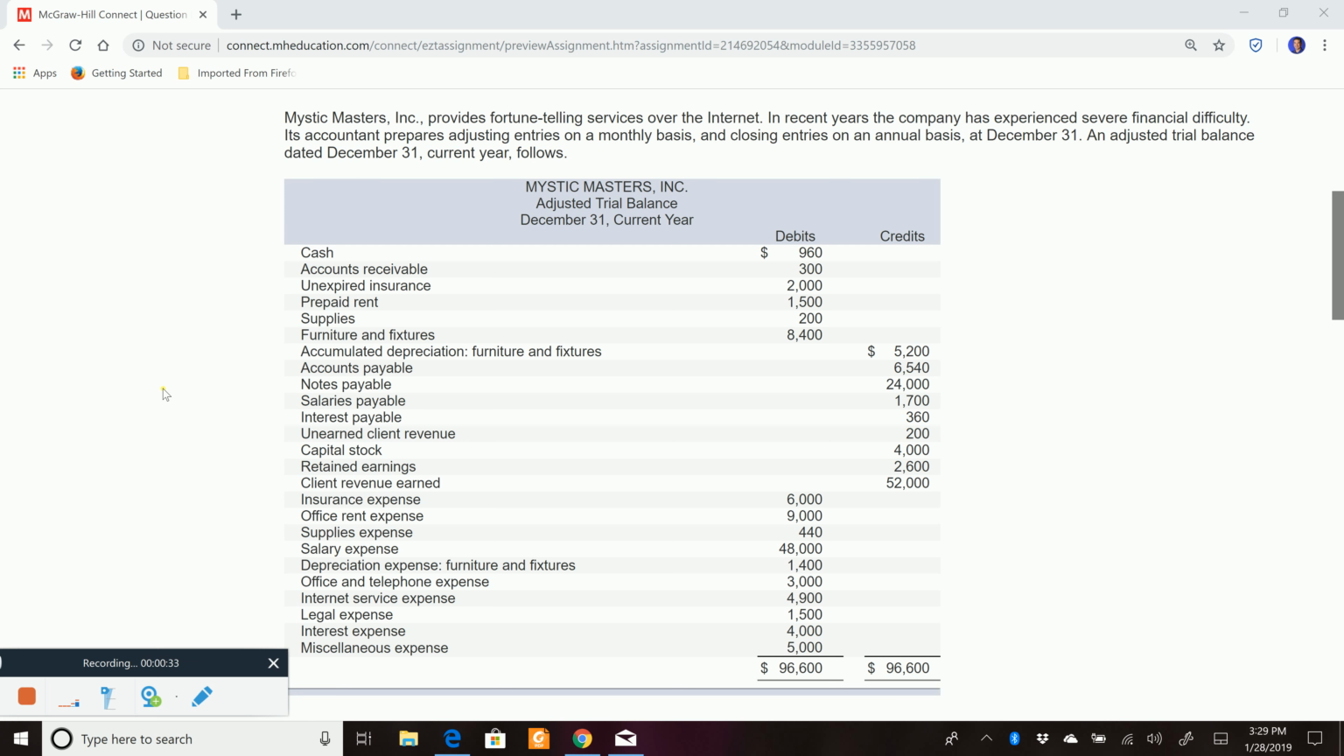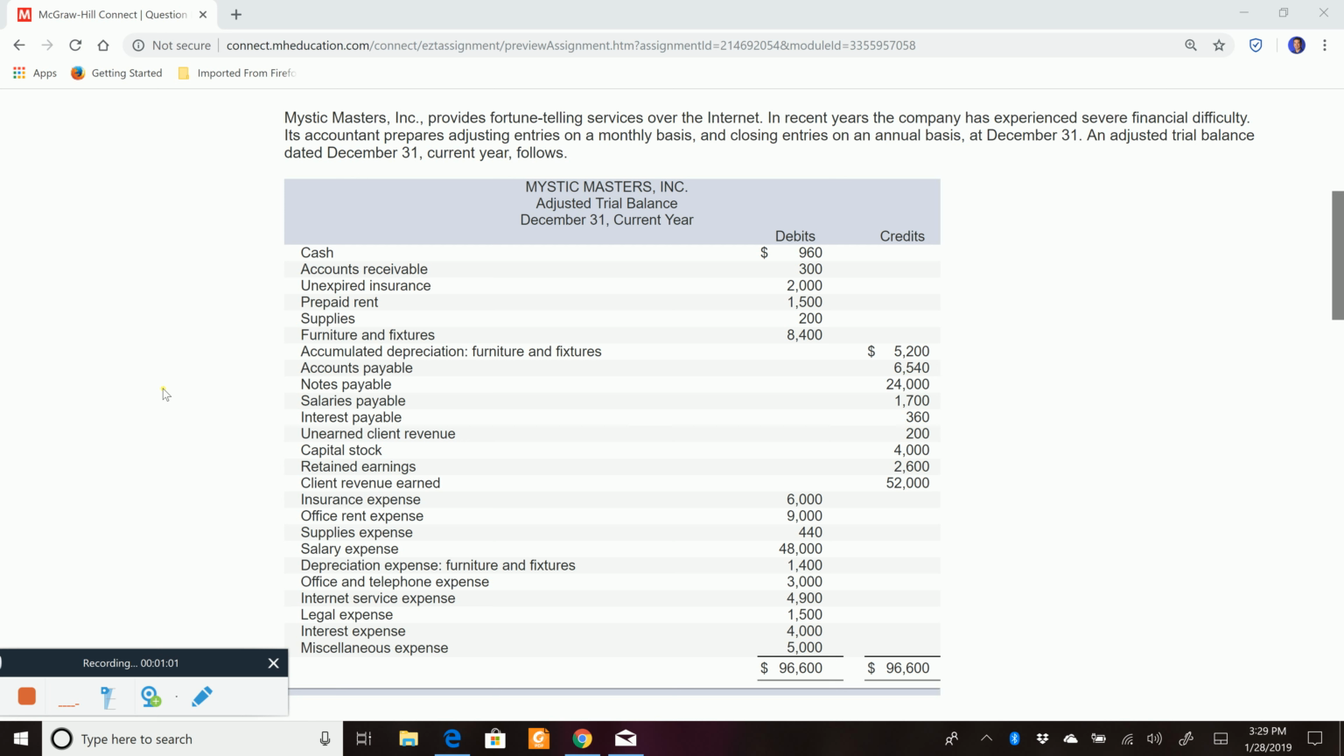From there, we go through an adjustment process, which we typically do at the end of every accounting period. After those adjusting journal entries are recorded and posted to the ledgers, and we have updated ledger balances, we can now prepare what's known as an adjusted trial balance. And that is the starting point in this particular homework problem. We've gone through all of those steps, and we have an adjusted trial balance.